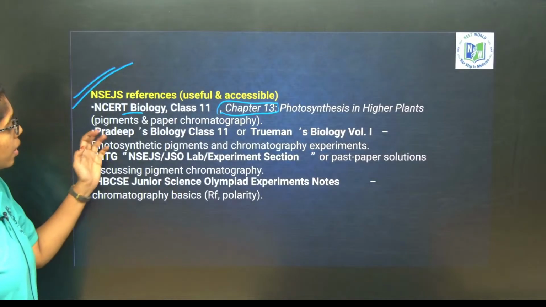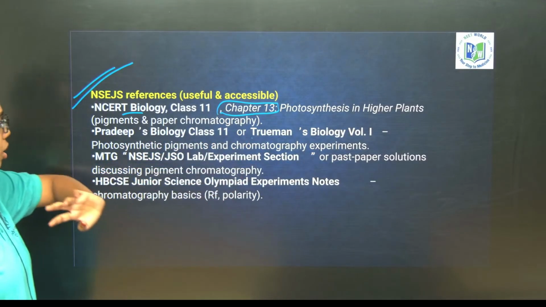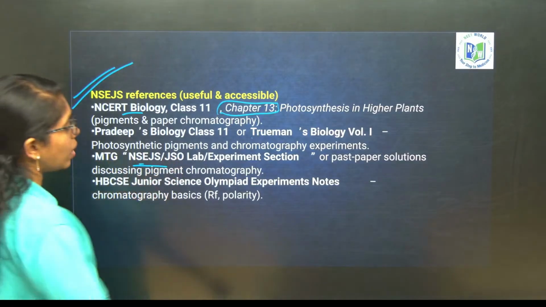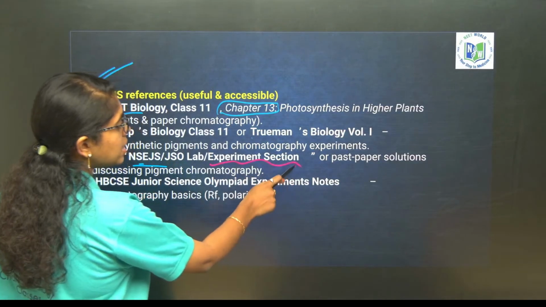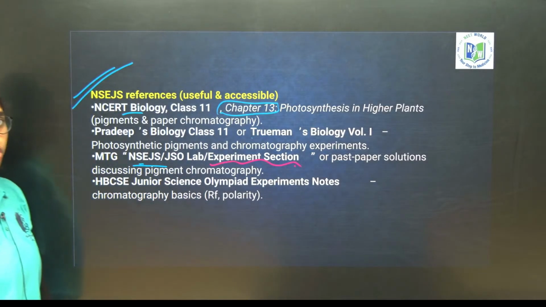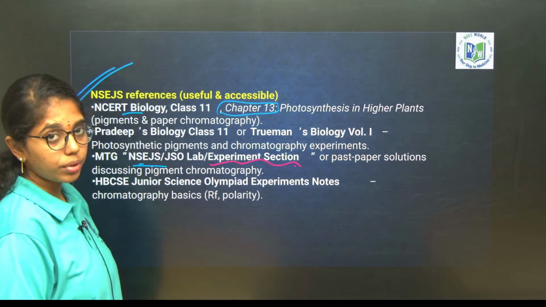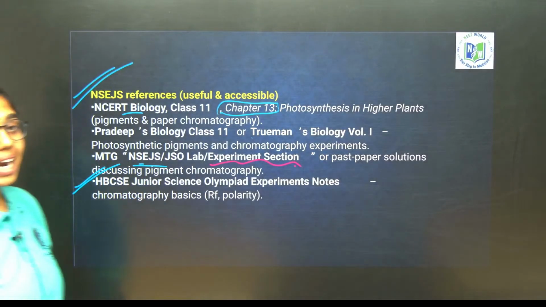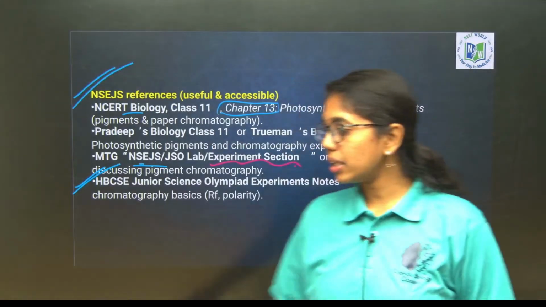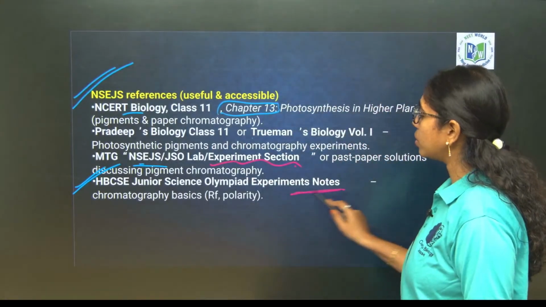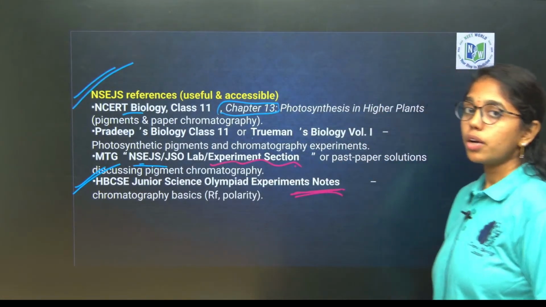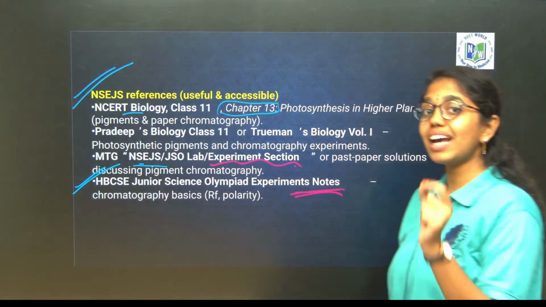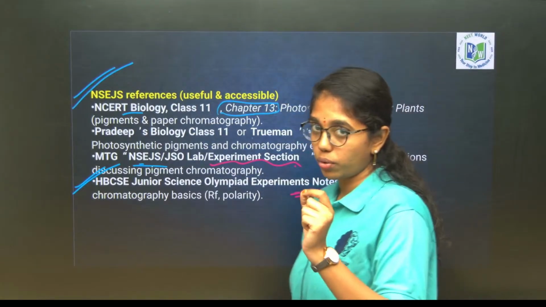And then Trueman's Elementary Biology is a very standard book, and then MTG NSEJS, JSO lab experiment section. In this section also past paper solutions, in that also you can look into the chromatography techniques. And HBCSE Junior Science Olympiad experiments notes. Here in this also keenly you can go through the techniques of chromatography. Fine. So this is about the first question, ma, where we have clearly analyzed thin layer chromatography.